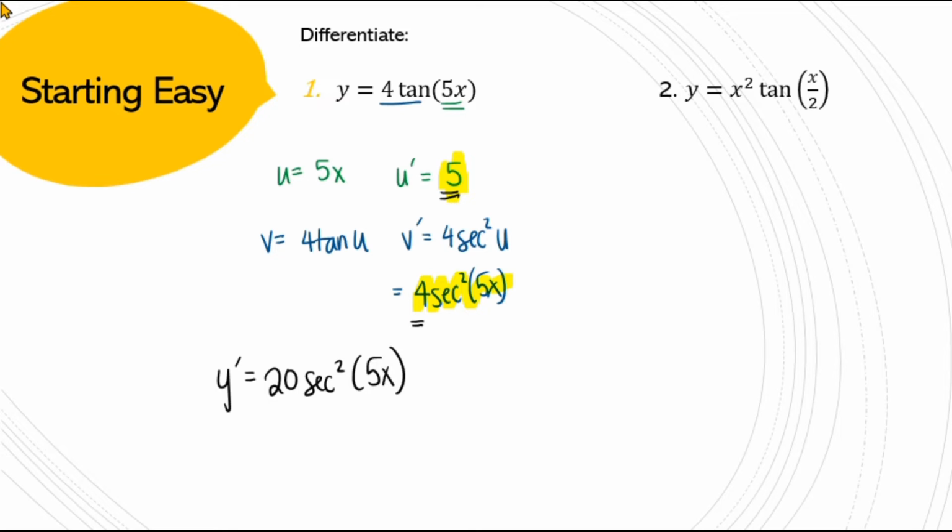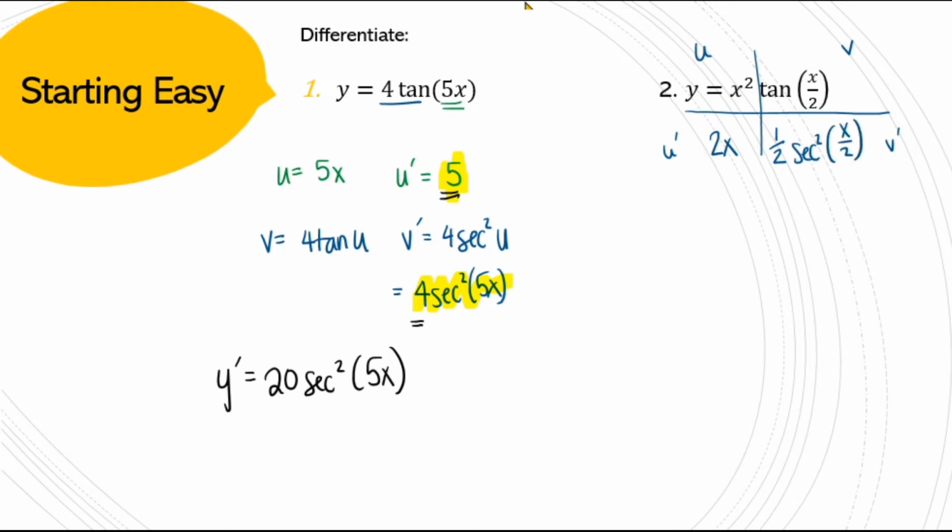Done and done. All right, looking at our second example. So we're bringing in some product rule. Consider this u, consider this v. u prime is 2x. v prime, a little bit faster. We're going to take the derivative of the inside, which will be the derivative of 1/2, and then you multiply that by the derivative of the outside, which is secant squared x over 2.